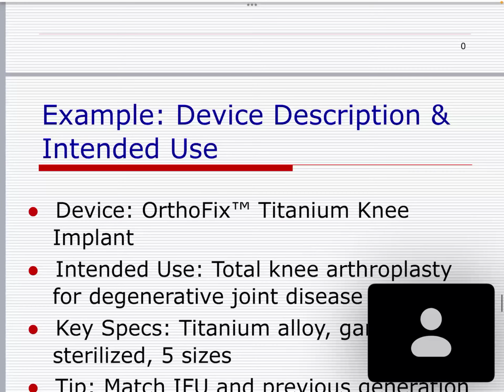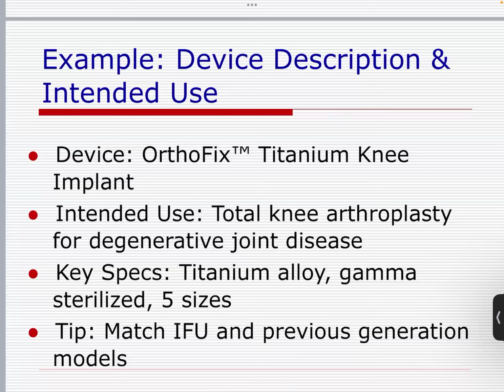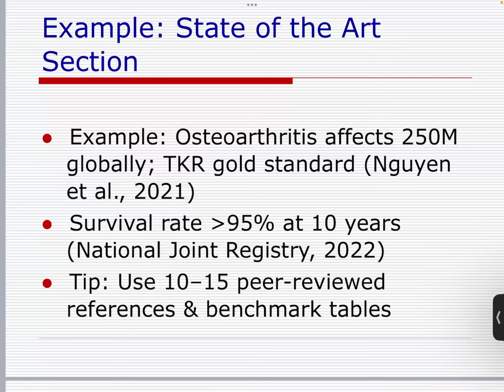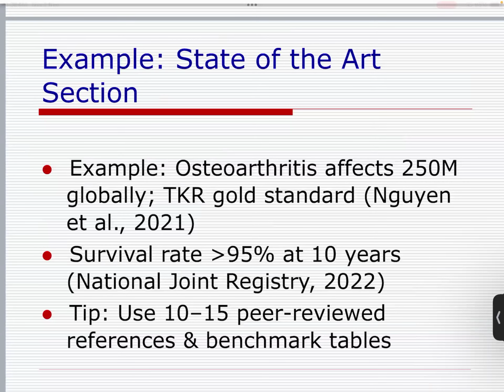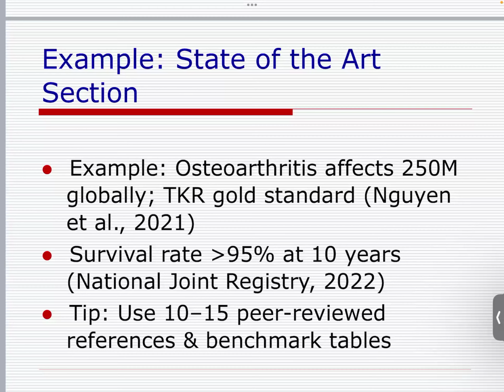So one example for intended use that we have covered. Now the second example, which I wanted to show you, is the state of the art section. The example is osteoarthritis, affecting 250M globally, TKR gold standard. This is the reference I have used. Survival rate more than 95% at 10 years. This data came from a registry, the National Joint Registry, like your clinicaltrial.com. Tip: use 10 or 15 peer reviewed references or benchmark tables. So that's how you can prepare the mini reports.